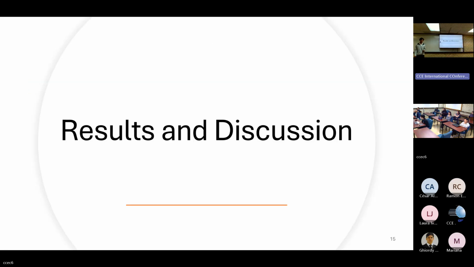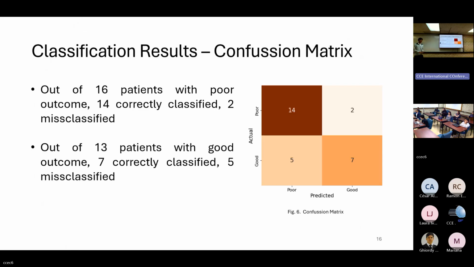So let's talk about the results and the discussions. In figure 6, we can see the confusion matrix, which was made on the test set. Out of 16 patients with poor outcome, 14 were correctly classified, while 2 were misclassified. And for patients with good outcome, 7 were correctly classified, while 5 were misclassified.